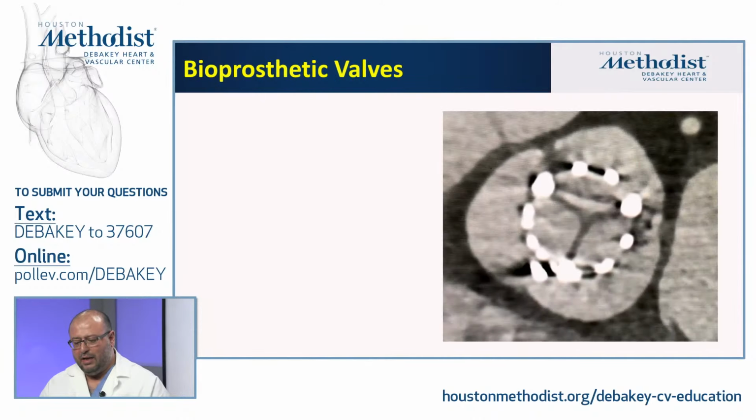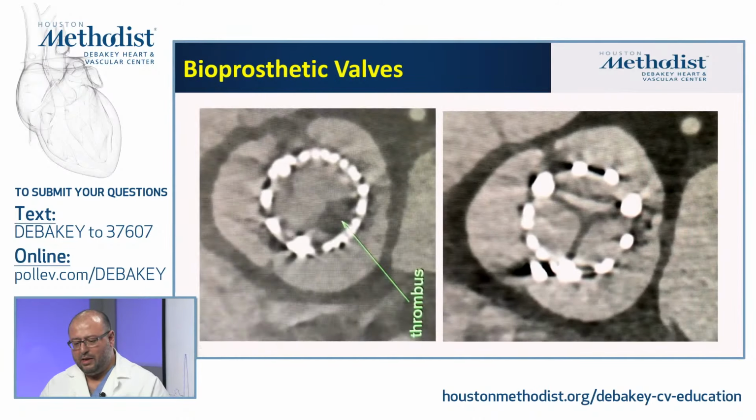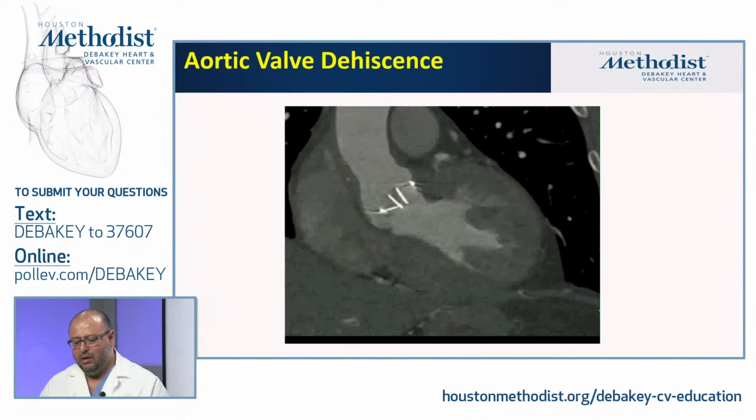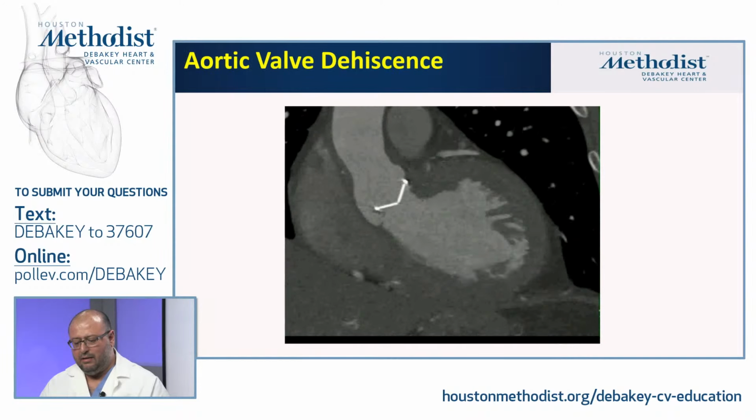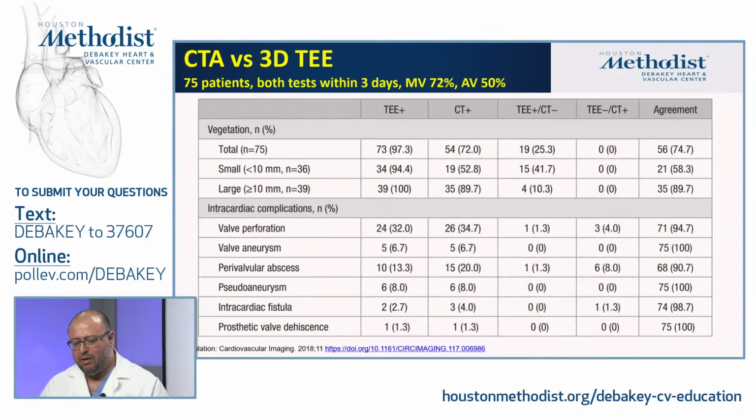With bioprosthetic valves, we can have a good assessment of these, and this, for example, based on the Hounsfield unit, was called a thrombus. We can also look at the dehiscent valve. Again, we don't have the same temporal resolution as TEE, but we have good visualization of these metallic valves and the surrounding structures, so we can provide an adequate assessment of the valve and its pathology.